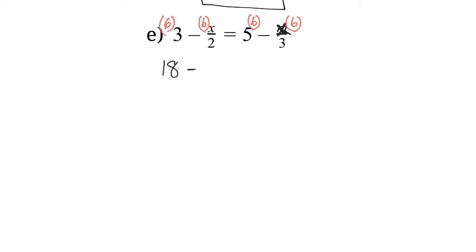And then I have 6 times x, which is 6x over 2. We have an equal sign. We have 5 times 6, which is 30. A minus sign. And then again, 6 times x, which is 6x over 3.